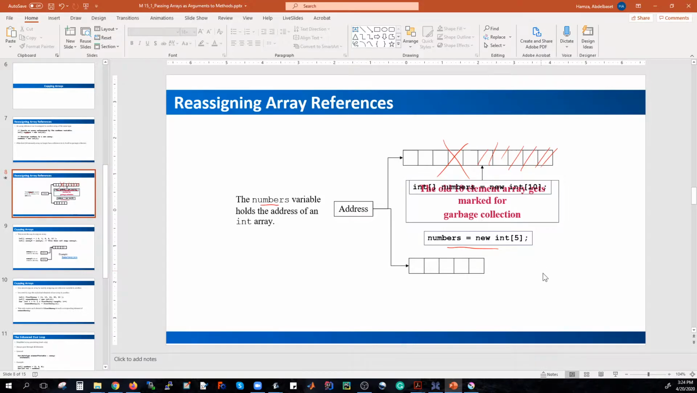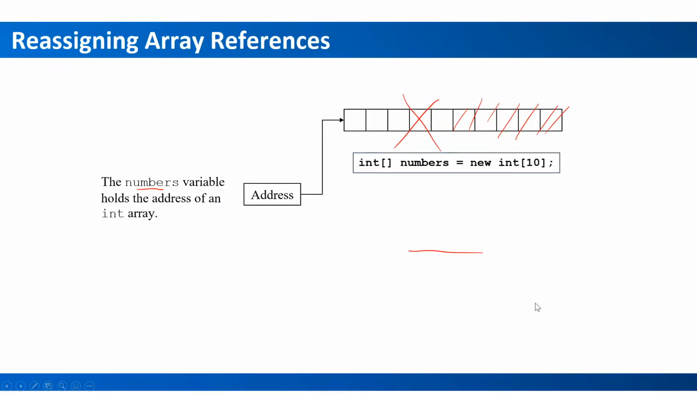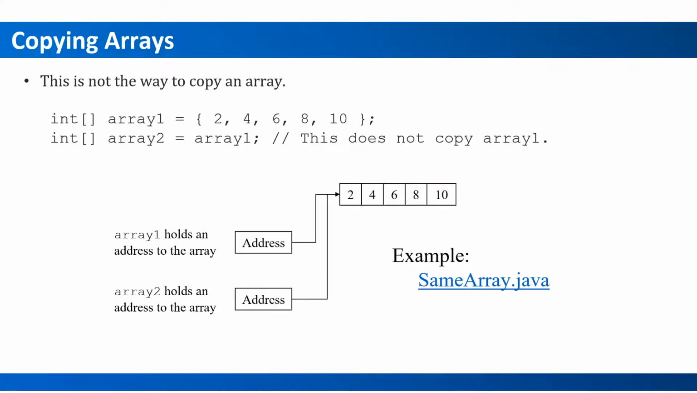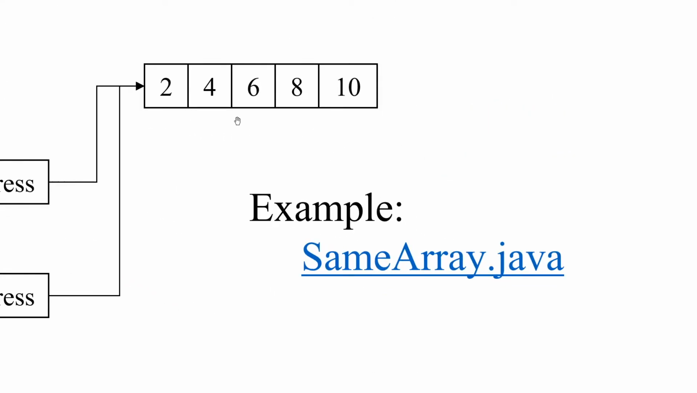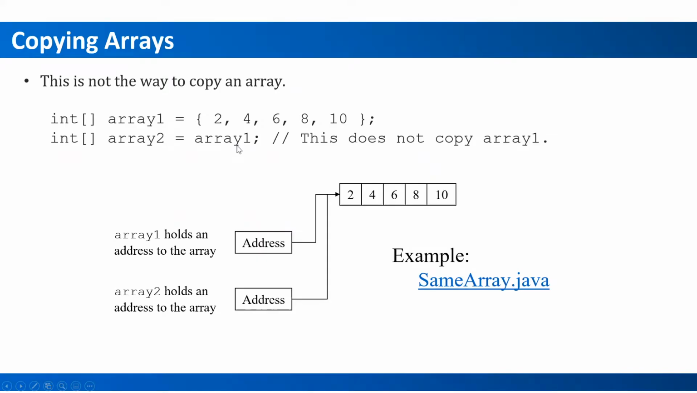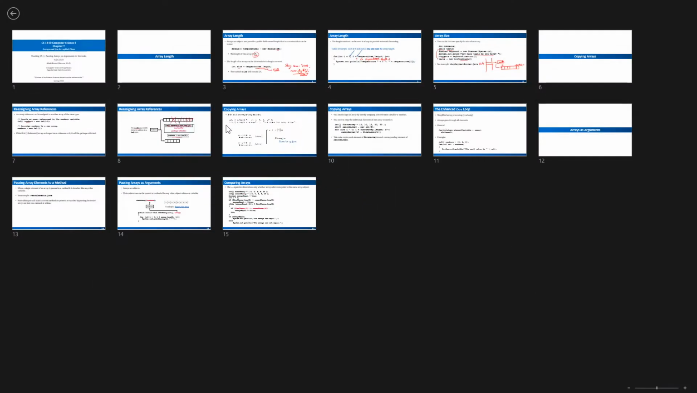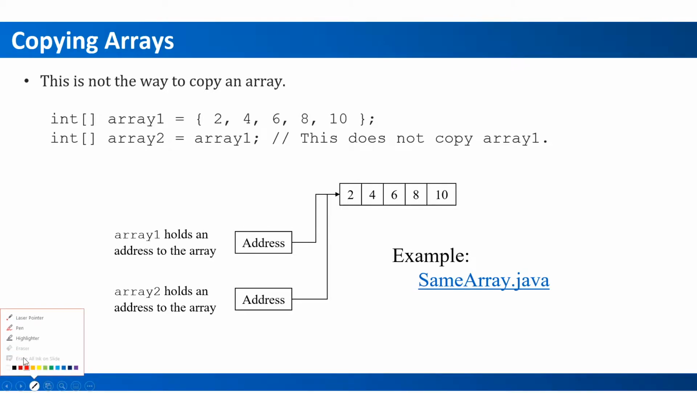So the other thing that we would like to talk about is that, given this approach, this means that if I go and create array1, for example, here, I hard code it with these values 2, 4, 6, 8, 10. So that creates the 2, 4, 6, 8, 10 array in the memory, and makes array1 point to it. Then I go and say simply array2 is equal to array1.